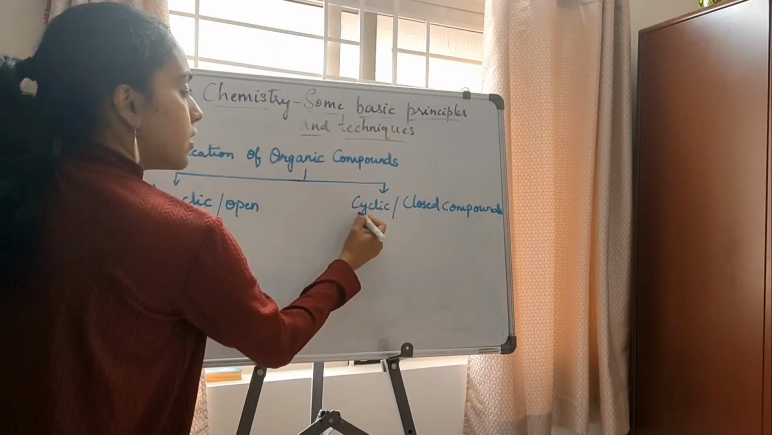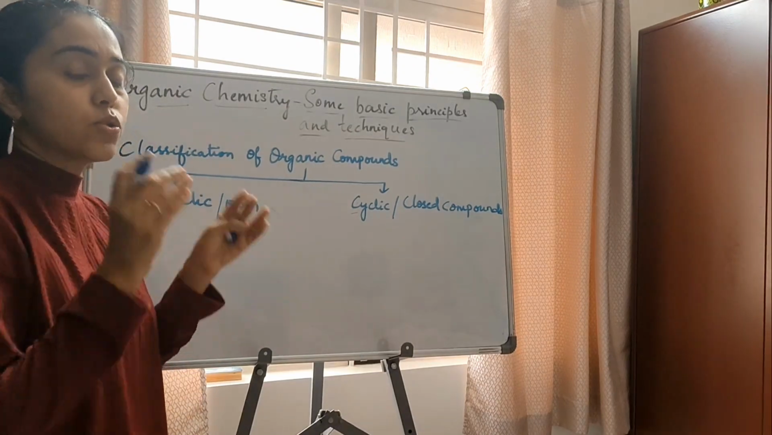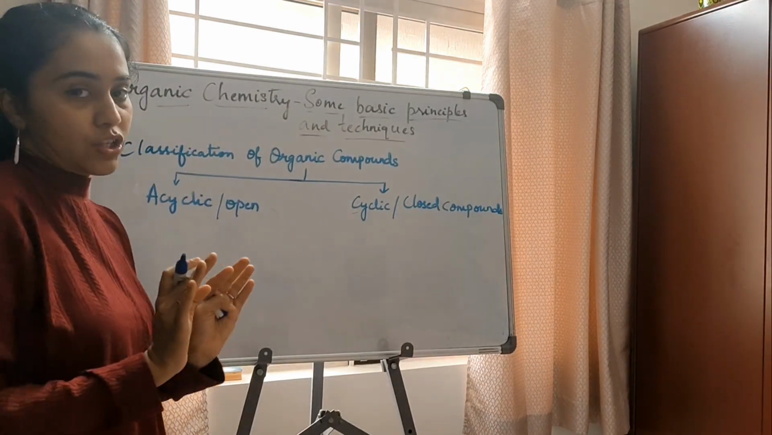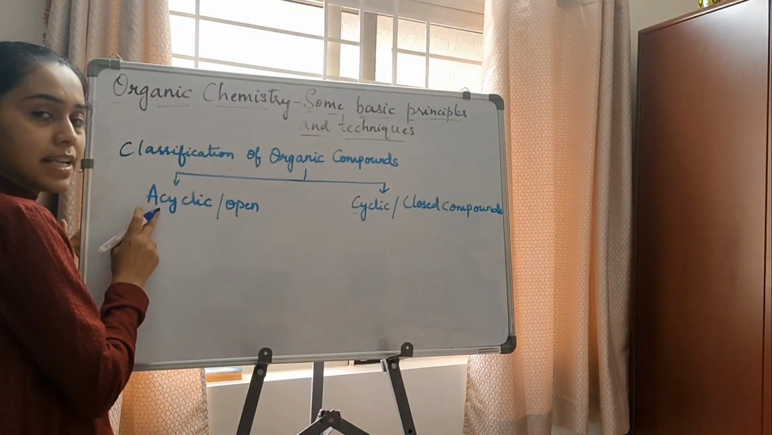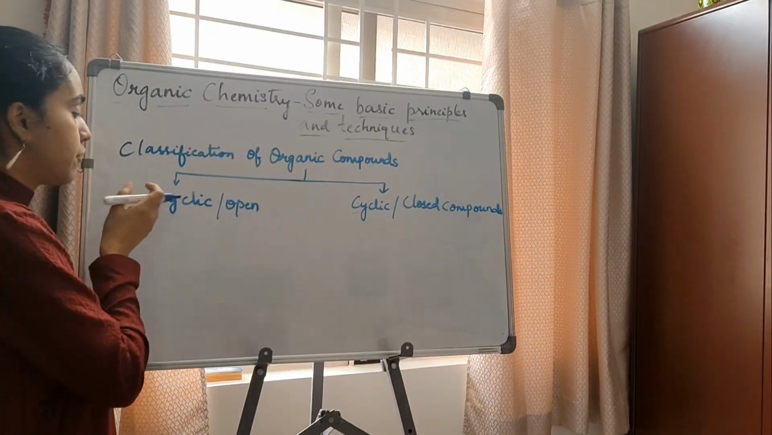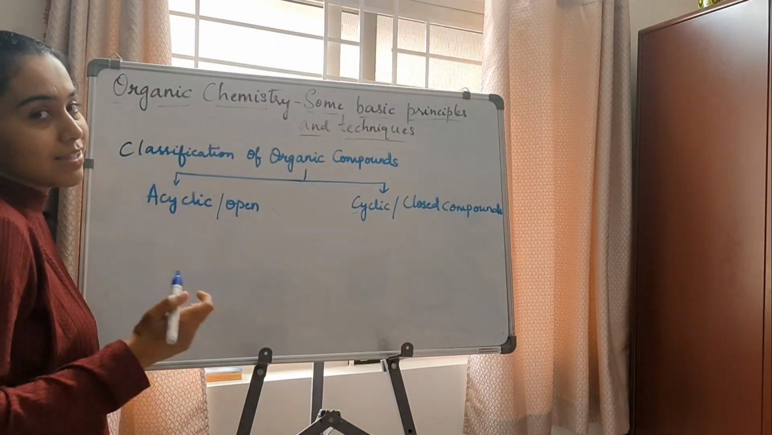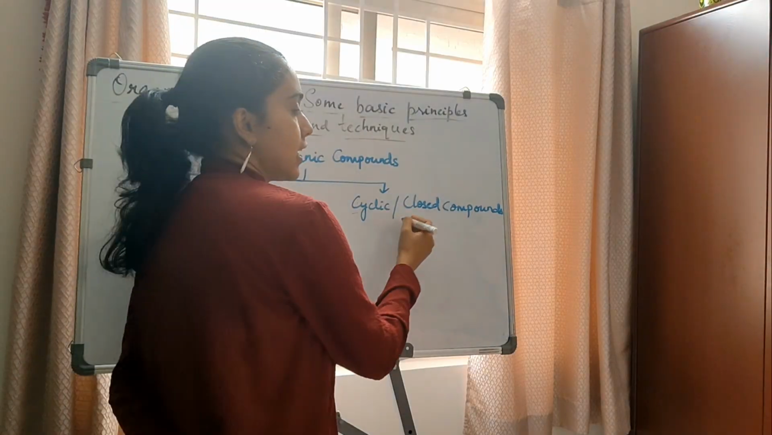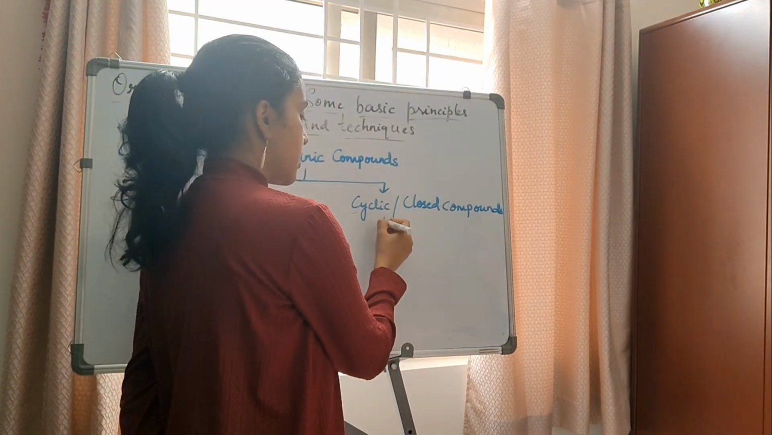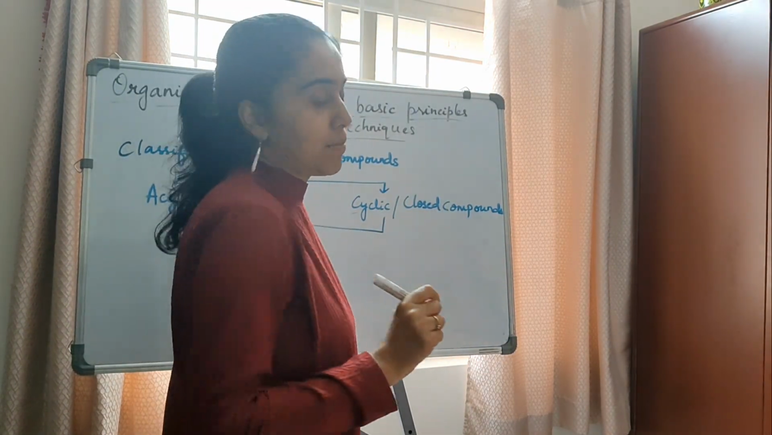Now, how to remember this? It's simple. This is cyclic, that is, you will have a ring in the structure. And for the second type, you just have to add A in front of cyclic, so you will get acyclic. Next, cyclic or closed compounds are further classified into two types.